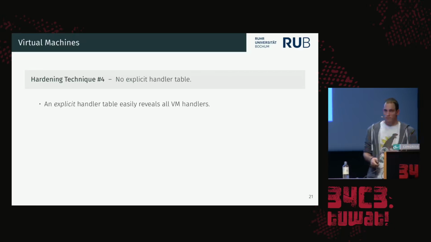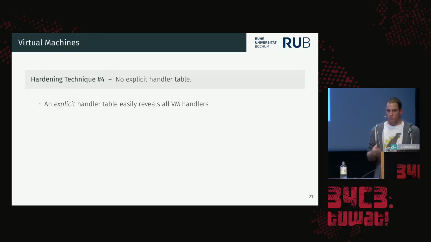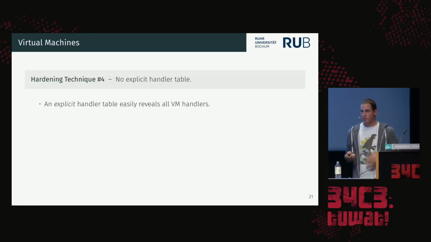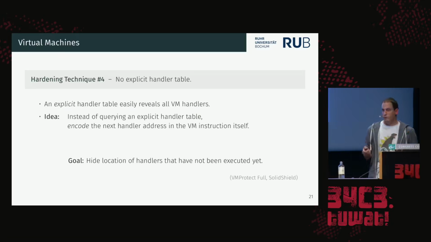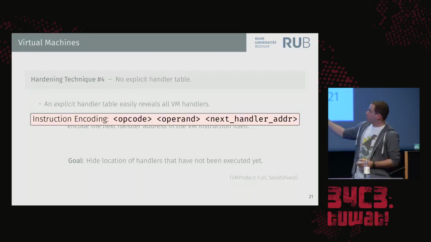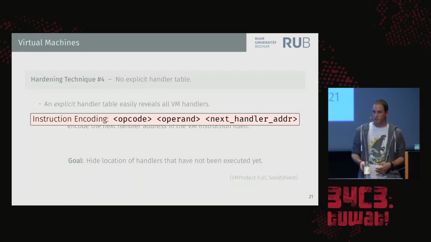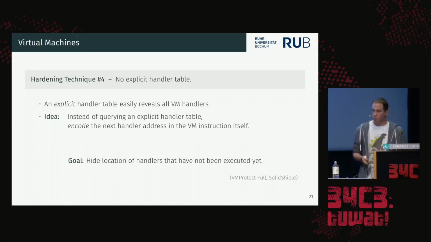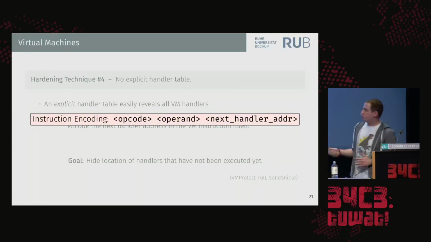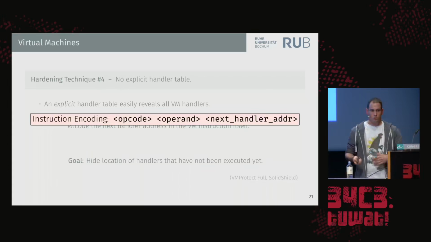And the third technique: we can also get rid of the handler table, because the explicit handler table easily reveals all VM handlers, as we've seen earlier, because it points to the start of each handler. Instead of querying the explicit handler table lying around in memory, we just encode the next handler address in the VM instruction set itself. It might look a bit like this: we get the opcode, the operand, and then somewhere in the encoding, we encode the next handler address. This essentially hides the starting location of each handler that has not been executed yet. With the handler table, we would easily see where every handler lies and can deobfuscate and analyze it. But with this indirect encoding, we can only observe those handlers that occur in a concrete execution trace.